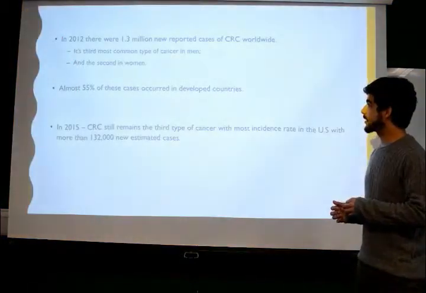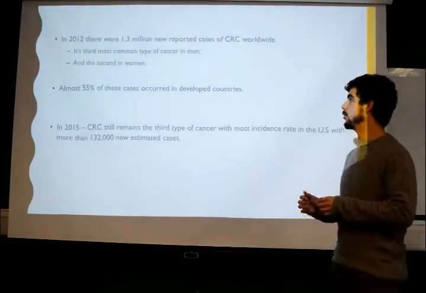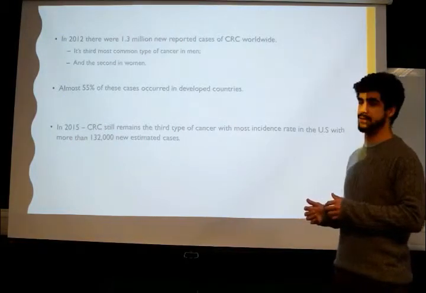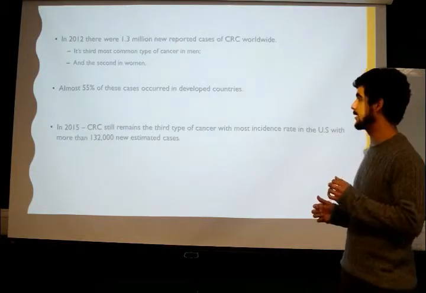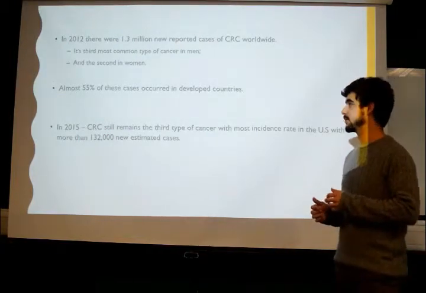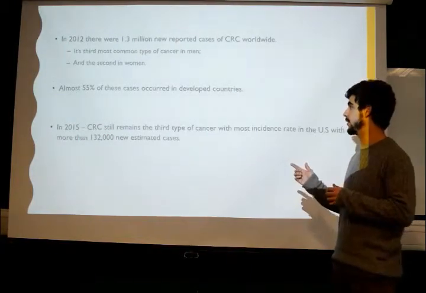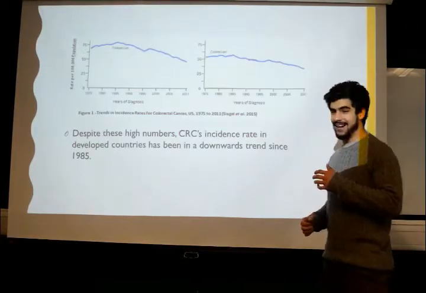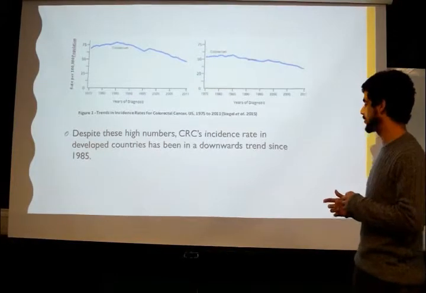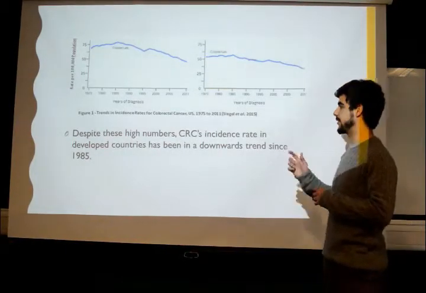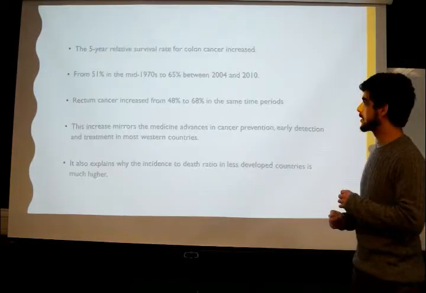Incidence. In 2012, there were over 1.3 million new reported cases worldwide. It was the 3rd most common type of cancer in men and the 2nd in women. Almost 55% of these cases occurred in the most developed countries. Despite these high numbers, colorectal cancer incidence rate in developed countries has been in a downwards trend since 1985, as you can see from this figure.